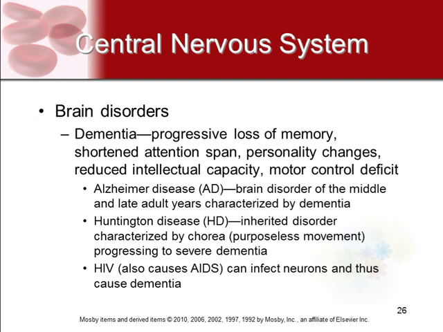There's also Huntington's disease. Huntington's disease is a disorder where there is dementia along with a couple of other things, and the main thing that it's characterized by is this purposeless movement that they get, or chorea. It starts out with a purposeless movement and then progresses to severe dementia and death. Normally that happens to people more in their mid-adult years. They don't normally live to see their later adult years. And then there's HIV, which causes AIDS, but that also affects your neurons and can cause dementia as well.